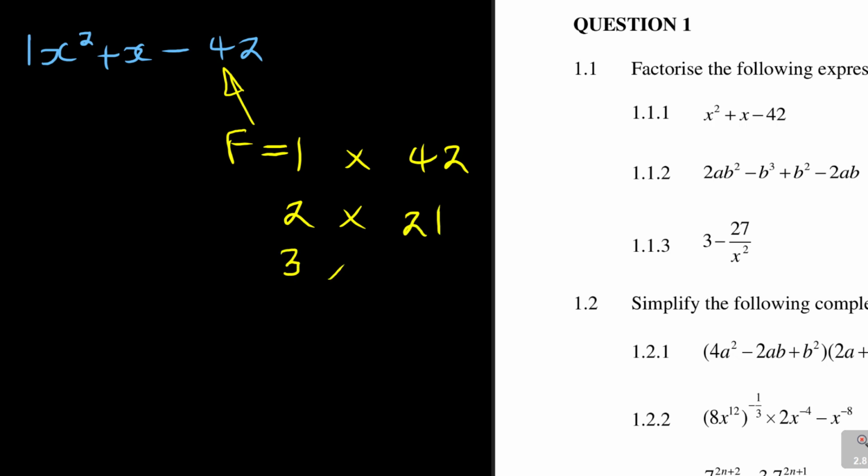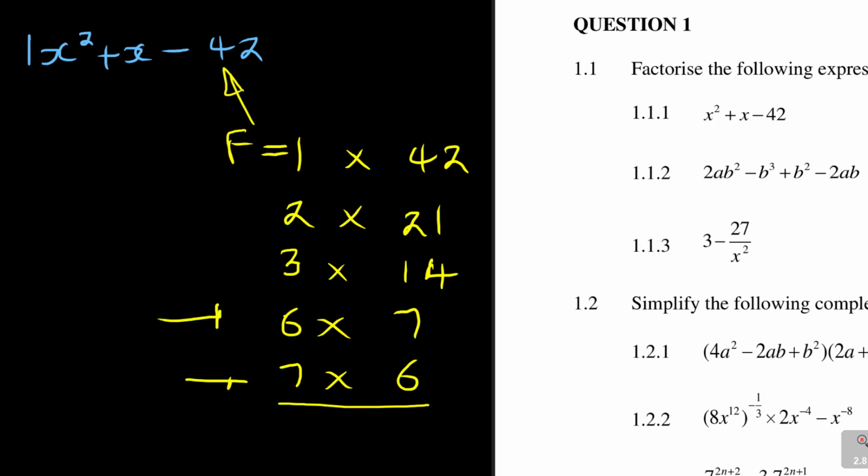We've got 3 times 14, yes. 3 times 14 will give you 42, and then the next one, 4 will not do, 5 will not do, 6 times 7 will do, and then 7 times 6. So the moment I repeat the number, it means this is the end, so you end there. So the factors finish on 6 times 7.